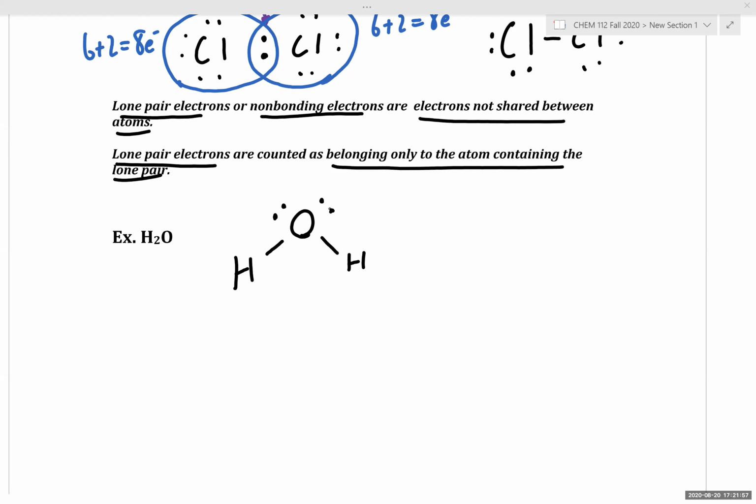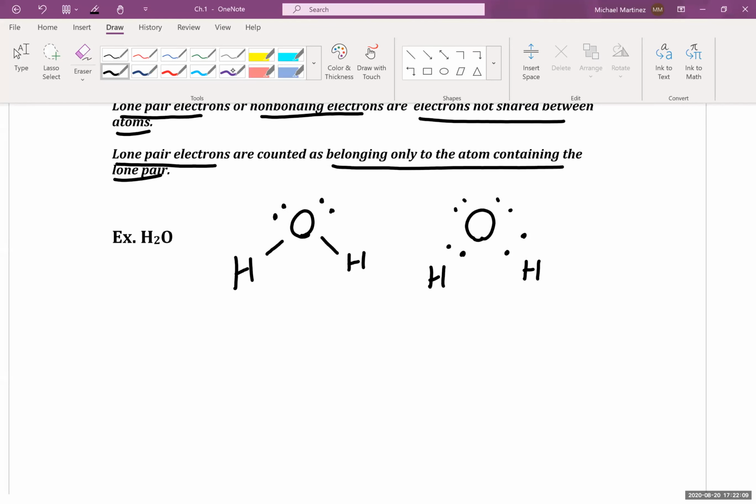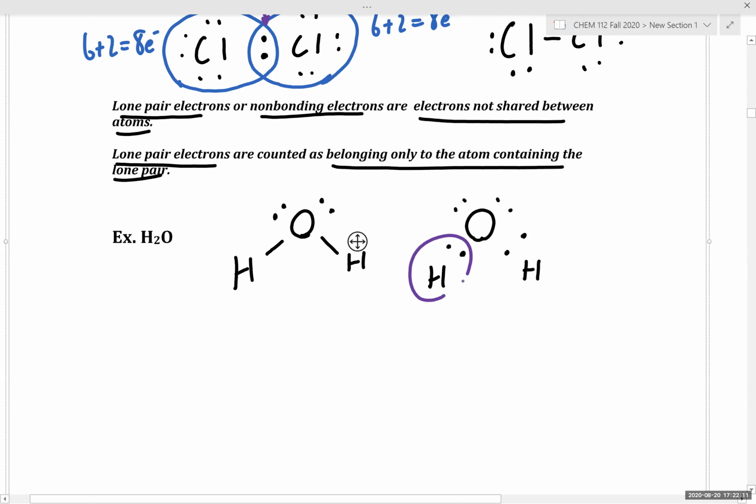So looking at our depiction of water, I'm going to draw this line Lewis structure out in the form of dots to help us more easily count electrons. First, let's look at hydrogen. Hydrogen has 0 lone pairs and is sharing 2 electrons. So hydrogen has 2 electrons total.